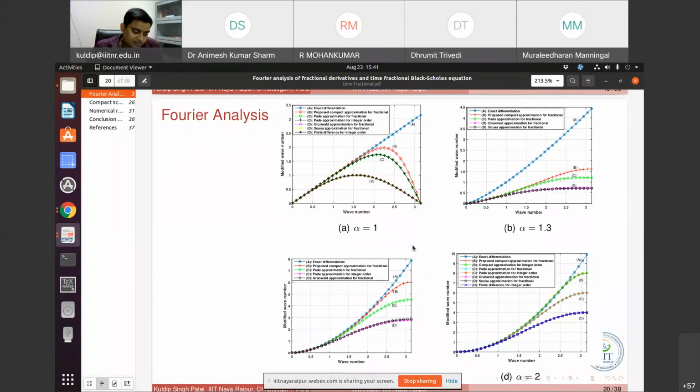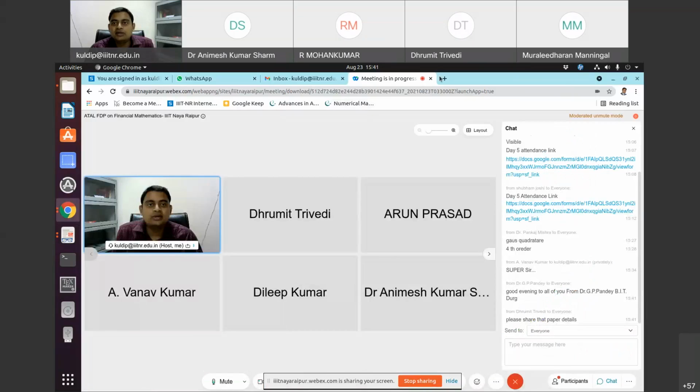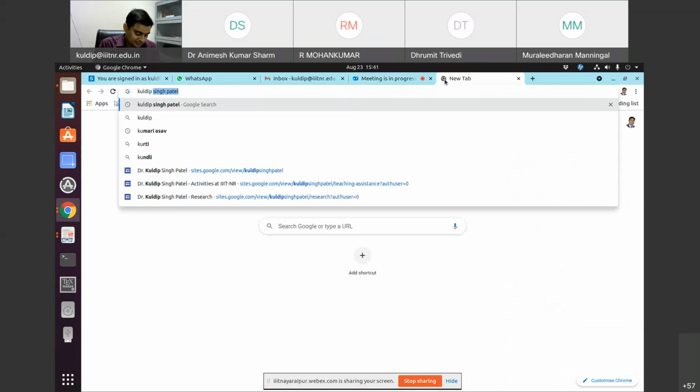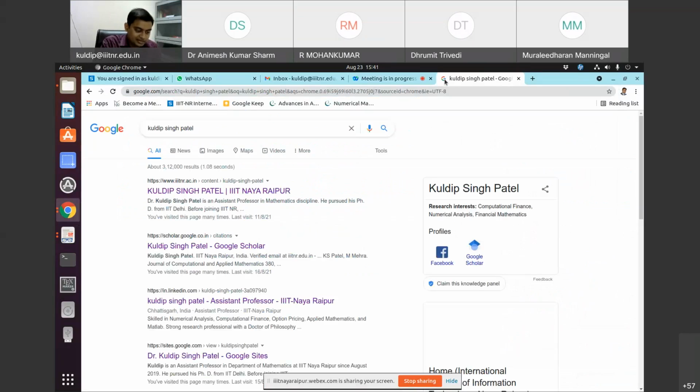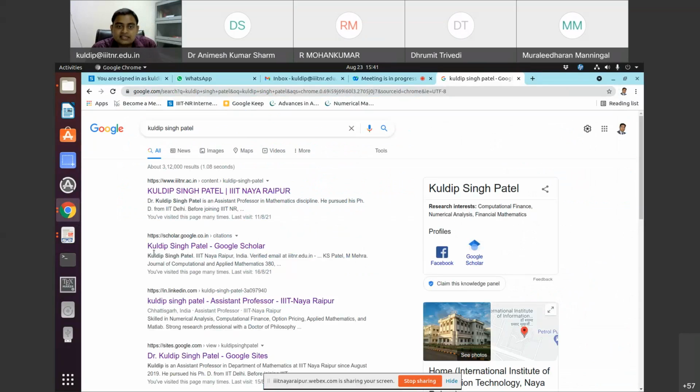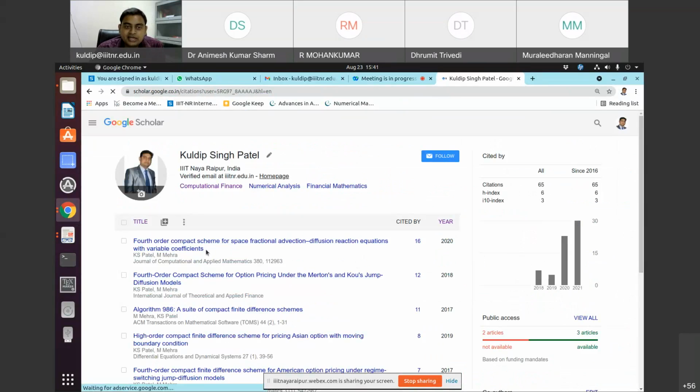Dhumit sir, maybe I can share the screen here only. I believe that it is visible. And sir, you see, this is the paper. I'm sorry, it is not for any promotion, but this is the paper, sir: Fourth order compact scheme for a space fractional advection diffusion reaction equation with variable coefficient. So, Dhumit sir, I believe that you got it, right? So this is the paper, and there we work like this. Okay, fine. So let me come back to this.